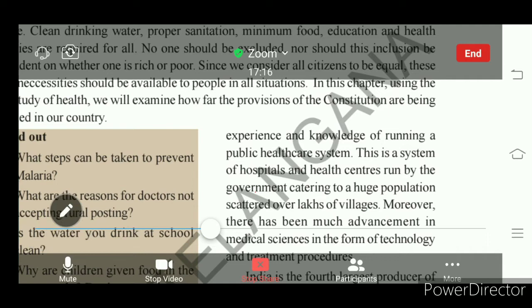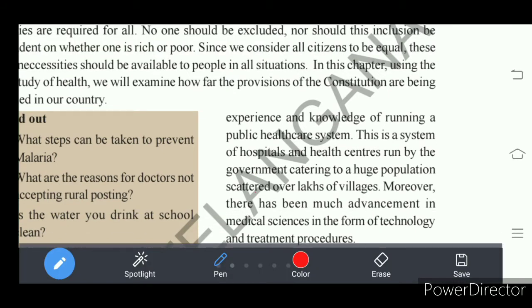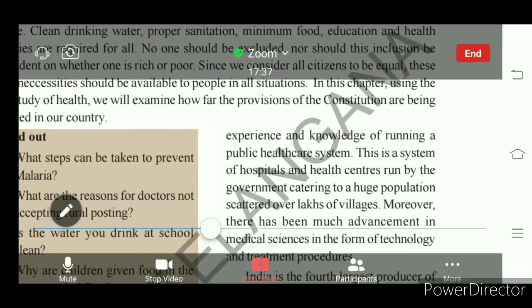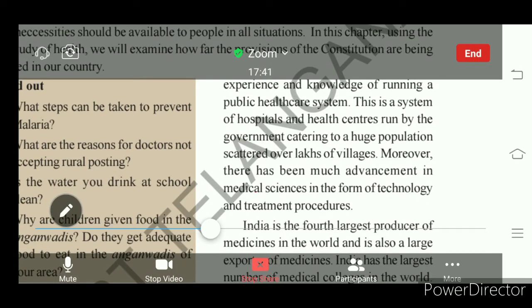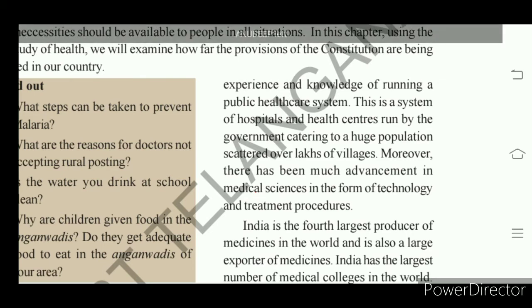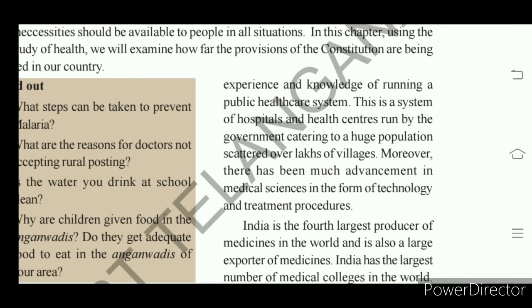Okay, the government is running public health care systems and health centers to meet the needs of the people, who are spread over lakhs of villages, right? We find that the population of India is near about 121 crore, right? So we have a huge population, which stands second in the world now after China. So all these people need health care facilities. So how does the government meet the required health facilities of the people all over India?